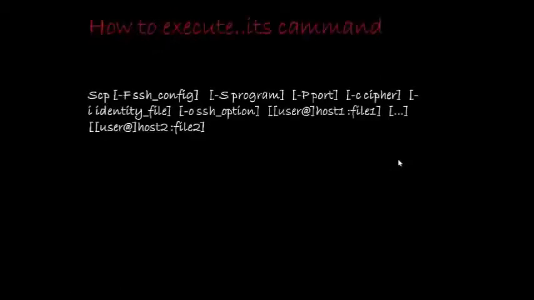To execute an SCP command, we have to write first SCP, then the source, then the destination. In the source, we have to write the user, @, then the IP address, then the location of the file, same as in the destination.